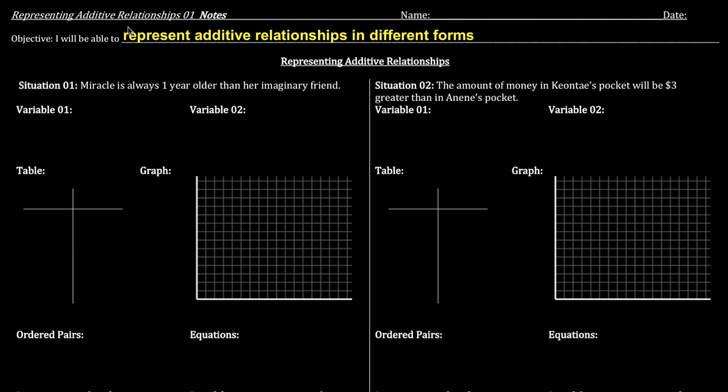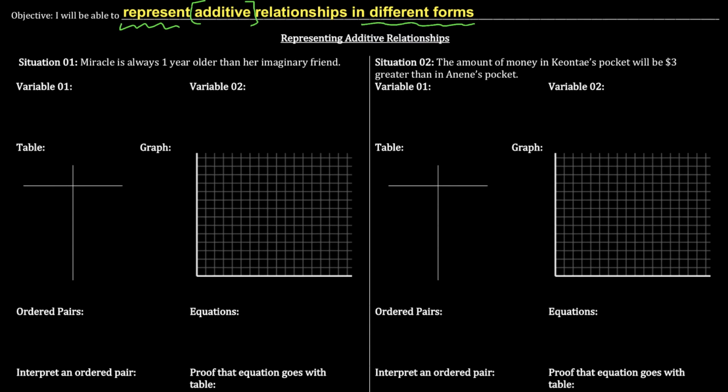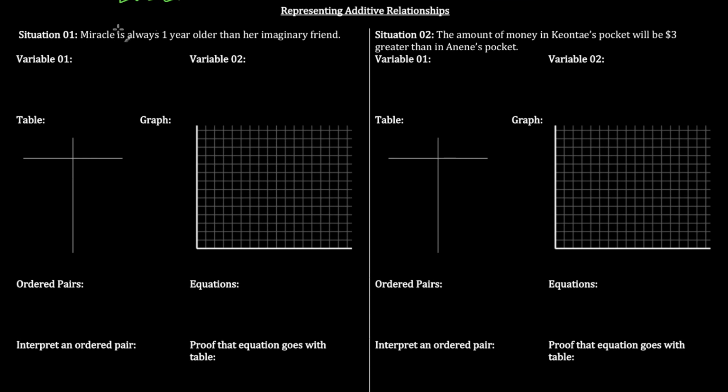So in this lesson, we are going to represent, well, I'm going to underline it, represent additive relationships in different forms. So I'm going to give you an additive relationship and we're going to represent it in different ways. So situation 1: Miracle is always 1 year older than her imaginary friend.